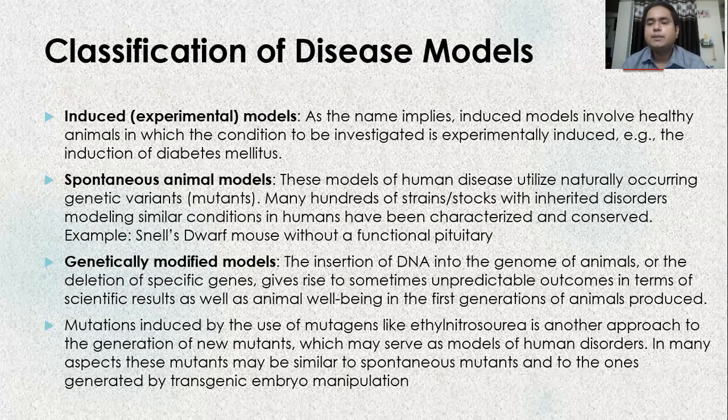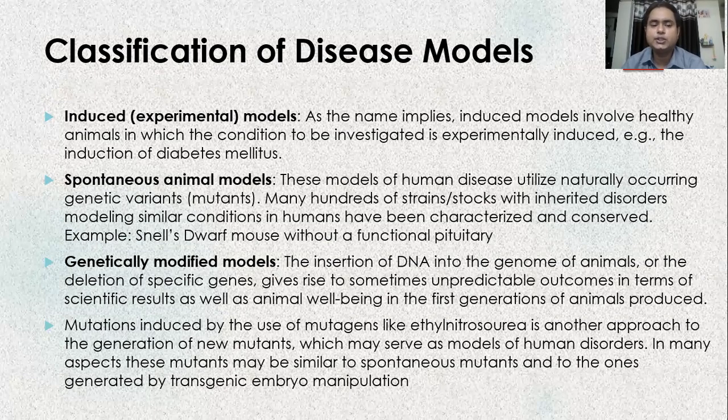For example, for the study of Parkinson's disease and Alzheimer's disease, you can use a genetically modified organism. The insertion of DNA into the genome of an animal, or the deletion of a specific gene, sometimes gives rise to unpredictable outcomes, in terms of scientific result as well as the animal's well-being, in the first generation of animals produced.